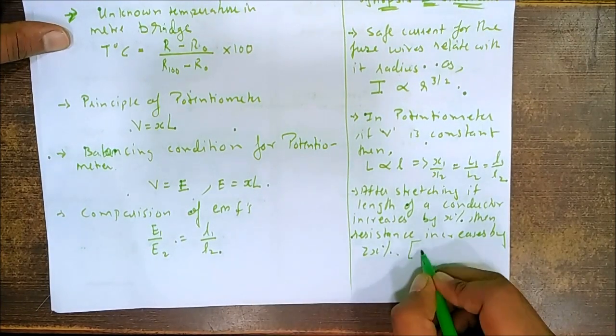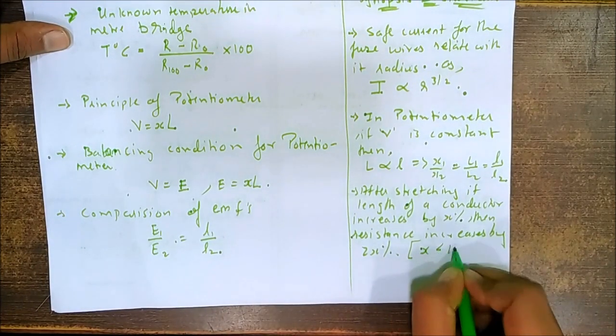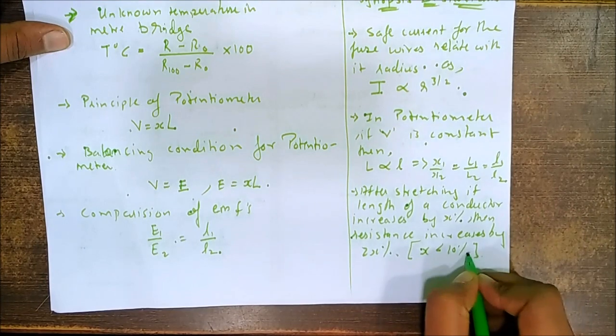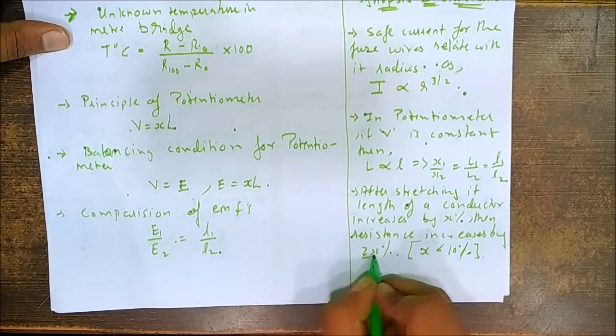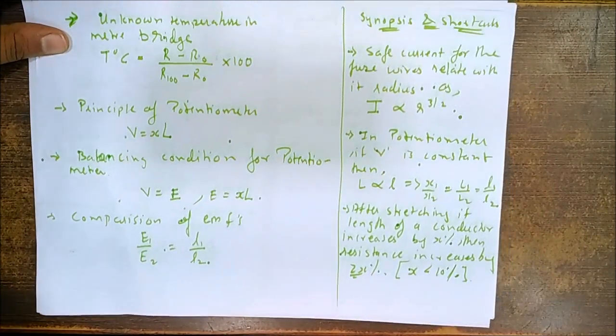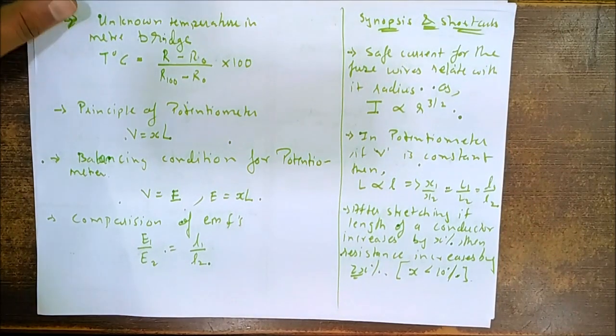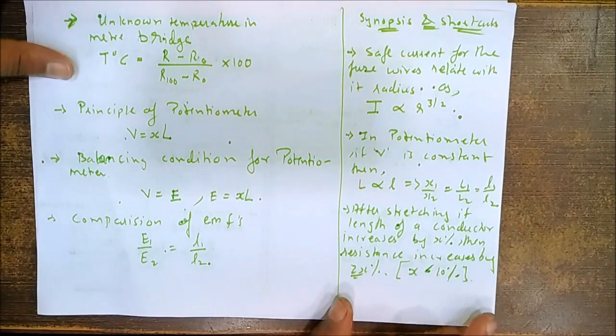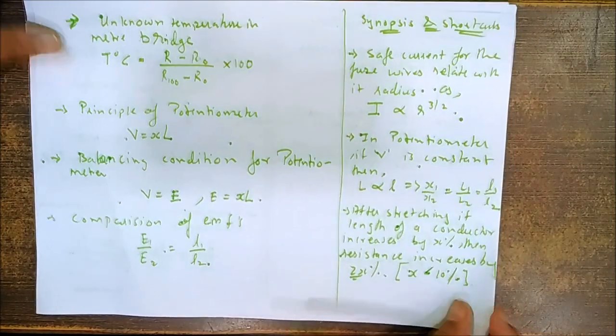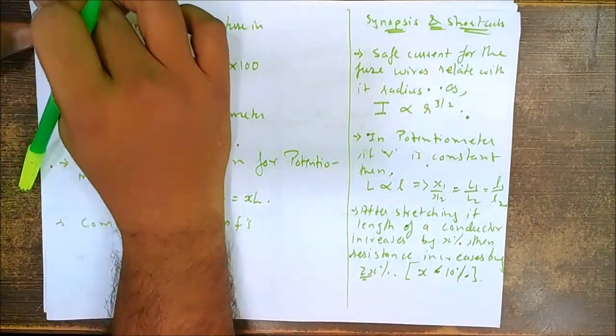But there's a condition, it is valid up to x less than 10%. You see, we can straight away say it is 2x%. We do not need to solve it. Hence this is a shortcut, but only valid when x is less than 10%. Okay.